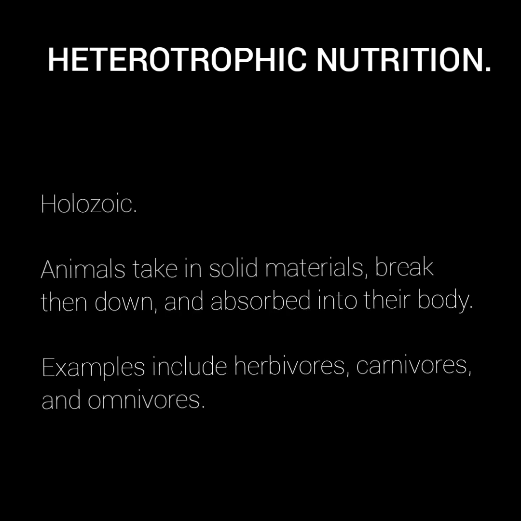Heterotrophic mode of nutrition is said to be holozoic when organisms, for example animals, take in organic food and it is digested and assimilated in their body, and most animals belong to this mode of heterotrophic nutrition. Examples include herbivores, and herbivores are animals that feed on plants. Carnivores are animals that feed on flesh, and omnivores. Omnivores have the ability to feed on both plants and animals.